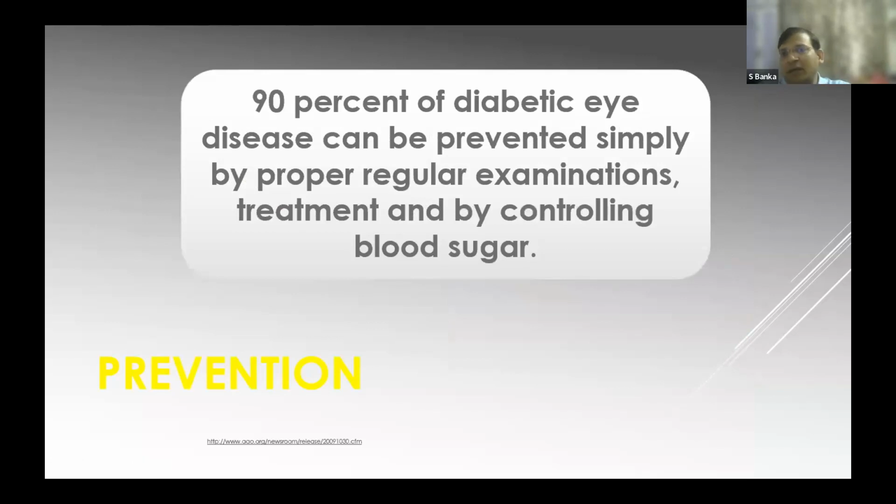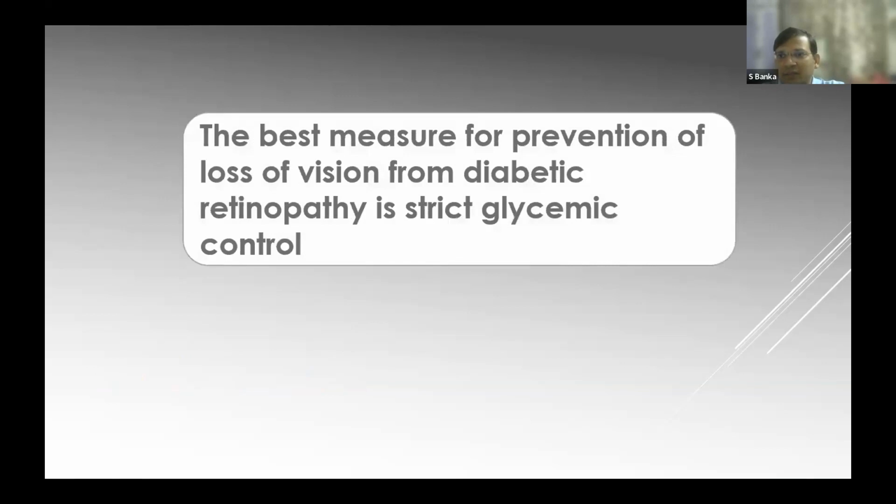How can we prevent getting diabetic retinopathy? Now, 90% of diabetic eye disease can be prevented simply by proper regular examinations of the eye and treatment, and by controlling blood sugar. And the best measure for prevention of loss of vision from diabetic retinopathy is strict glycemic control. See, the most important predictor is the duration of diabetes, but we cannot control that.